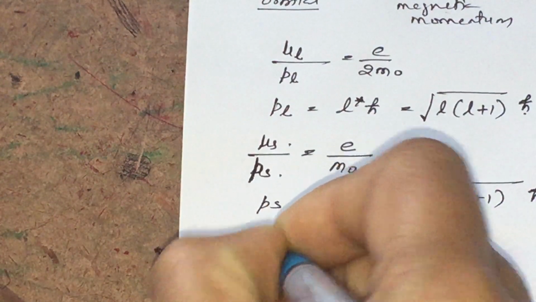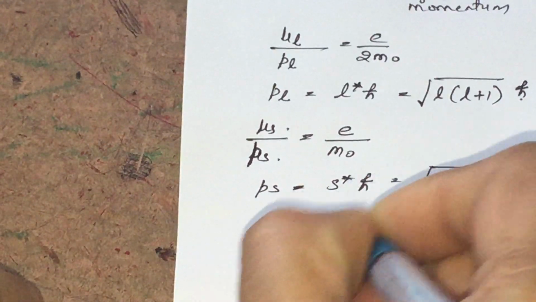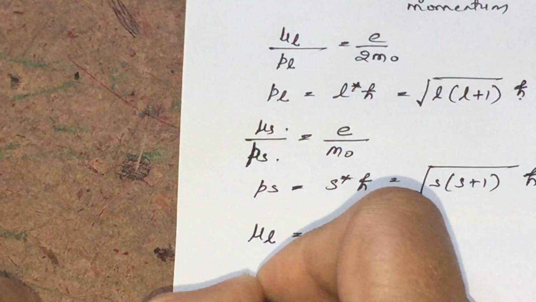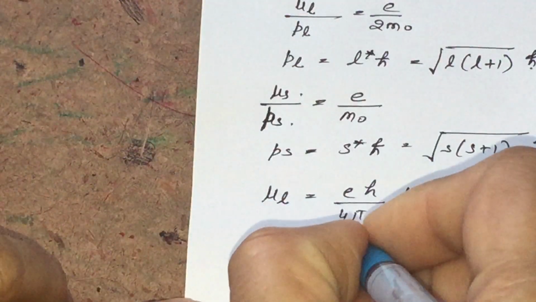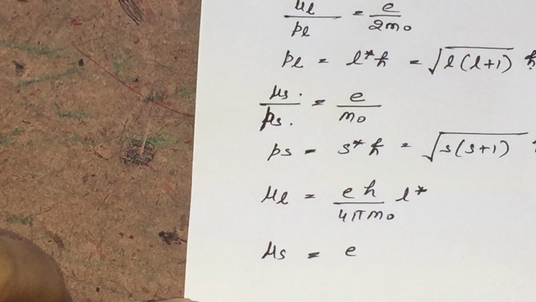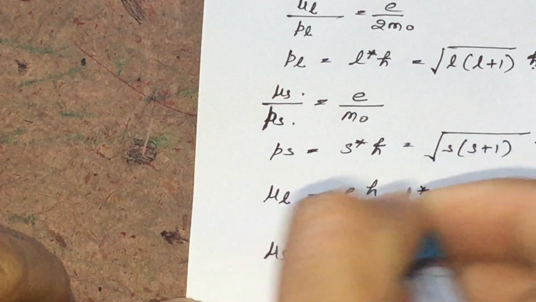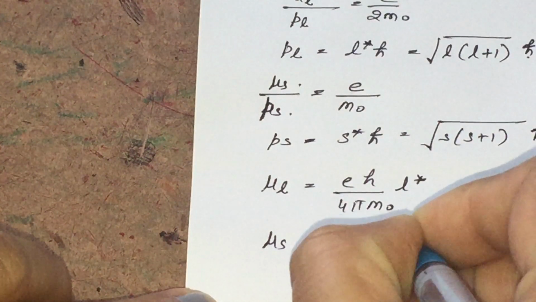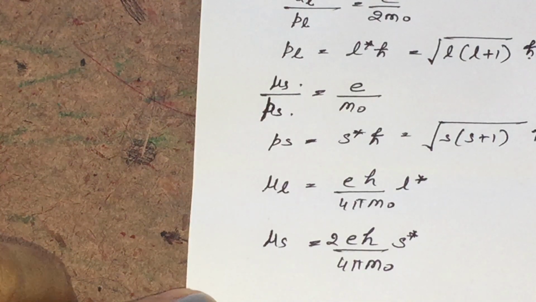between the orbital magnetic momentum and the orbital angular momentum given by e h upon 4 pi m naught with L star. Similarly, we will have mu s, the spin magnetic momentum, in terms of the spin angular momentum, that is e h upon 4 pi m naught, but here we have two times as compared to the orbital motion, and again we have s star, which gives us the value of the spin angular momentum.